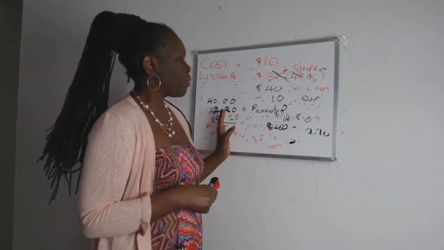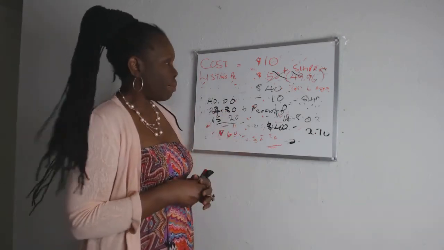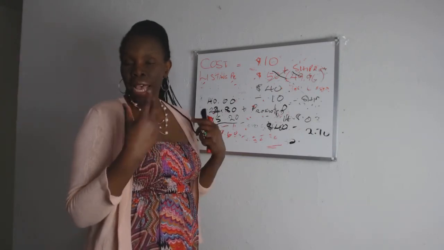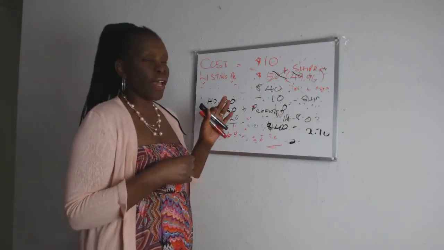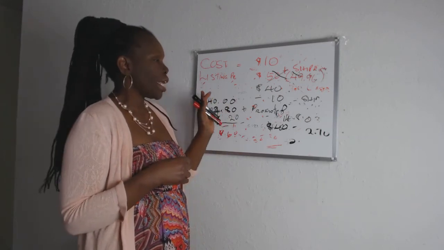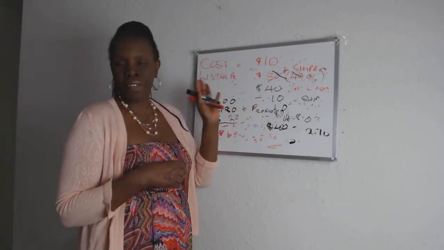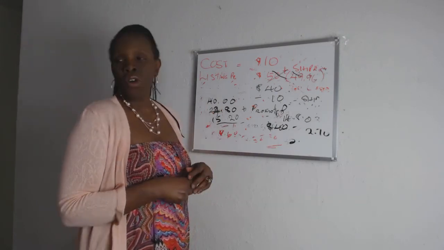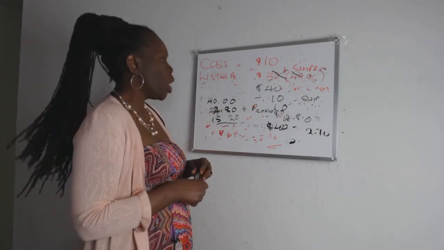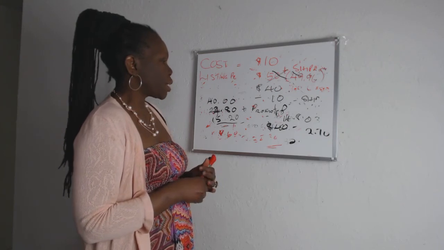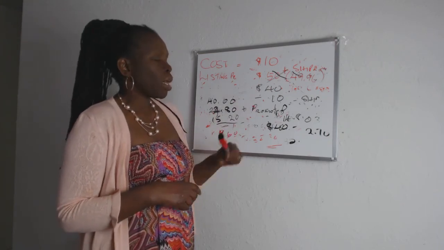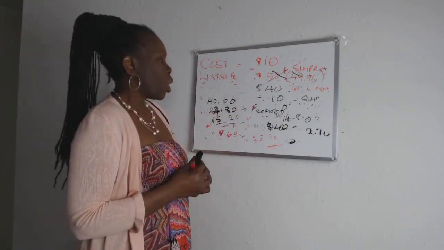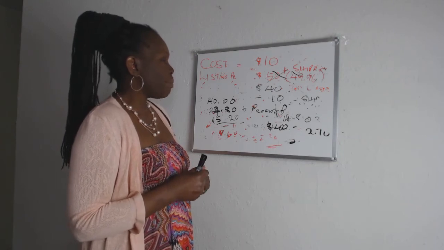So I hope this was helpful, but do let me know in the comments what other videos, what other tutorials, as far as pricing, you want to see. I know that this was very, very basic. It was just to give you an idea on how to price your items for online resale, on eBay or on Poshmark. So there are other fees that can come into play.